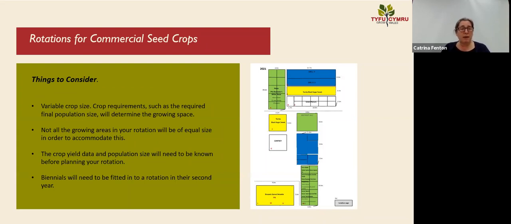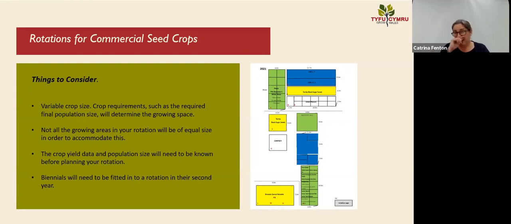There are going to be variable crop sizes. We've just talked about first year into second year biennial. You need to consider that. That will affect space requirements and determine how much growing space you have. Not all of your growing areas that you're going to be using for rotation might be the same size or shape. If you have not yet started this process, this is a great opportunity to start from scratch and determine your growing spaces in a way that's going to work for multiple crops.